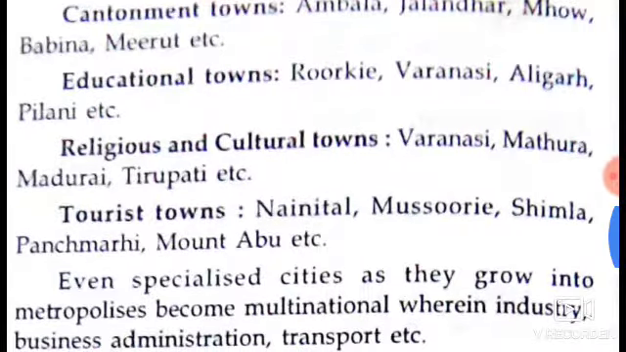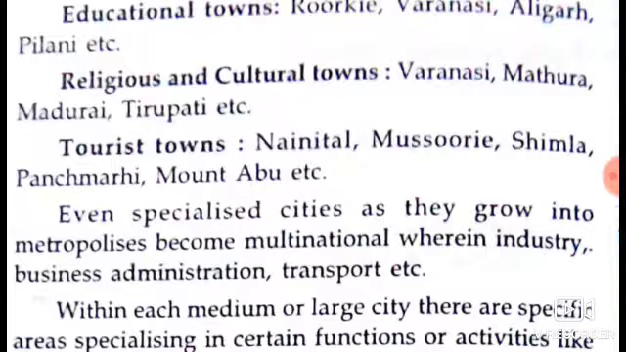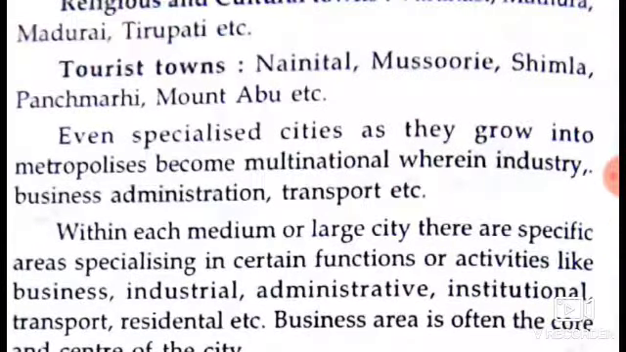Commercial towns and cities specializing in trade and commerce are kept in this category, like Kolkata and Saharanpur. Mining towns: Raniganj, Jharia, Digboi, Singrauli, etc. Cantonment towns: Ambala, Jalandhar, Mhow, Babina, Meerut, etc. Educational towns: Roorkee, Varanasi, Aligarh, Pilani, etc. Religious and cultural towns: Varanasi, Madurai, etc. Tourist towns: Nainital, Mussoorie, Simla, Pachmarhi, Mount Abu, etc. Even specialist cities, as they grow into metropolises, become multifunctional, wherein industry, business, administration, transport, etc. are found.